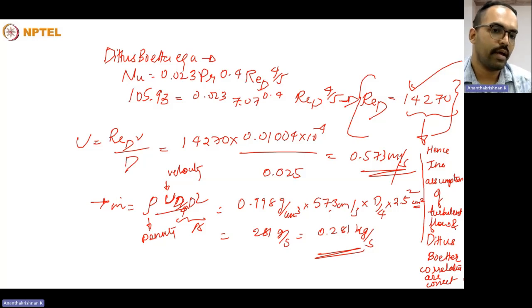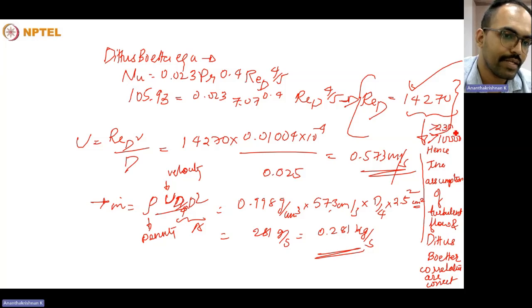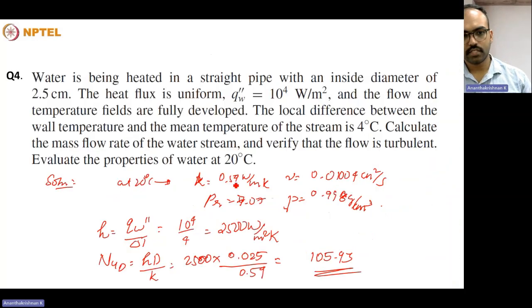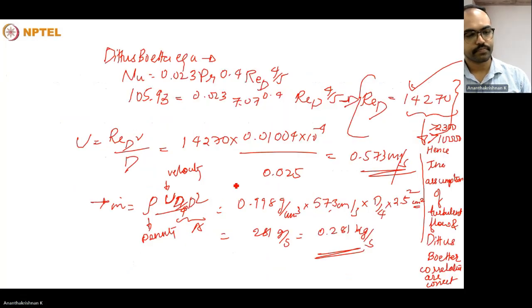So the applicability of the Dittus-Boelter correlation is valid, as well as turbulent flow. Then from the Reynolds number, we back calculated the velocity, and from the velocity, we calculated the mass flow rate. So that's a straightforward problem, just a mathematical manipulation.